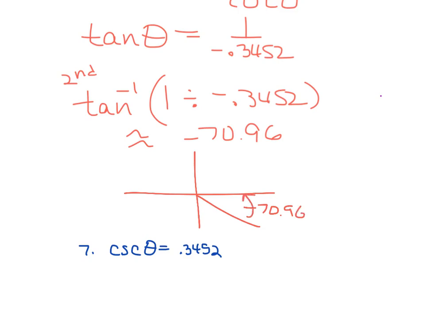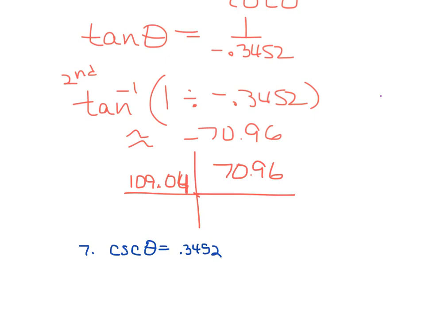And it's the same as quadrant 1. So up here, quadrant 1, we only want positive values. That's why at the beginning I told you from 0 to 360. So 70.96. Then to get quadrant 2, subtract it from 180. 180 minus 70.96 and 109.04.